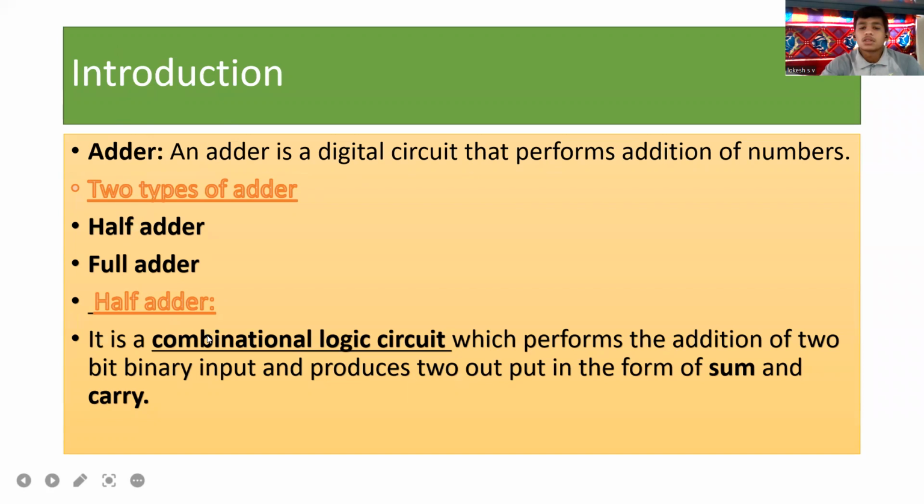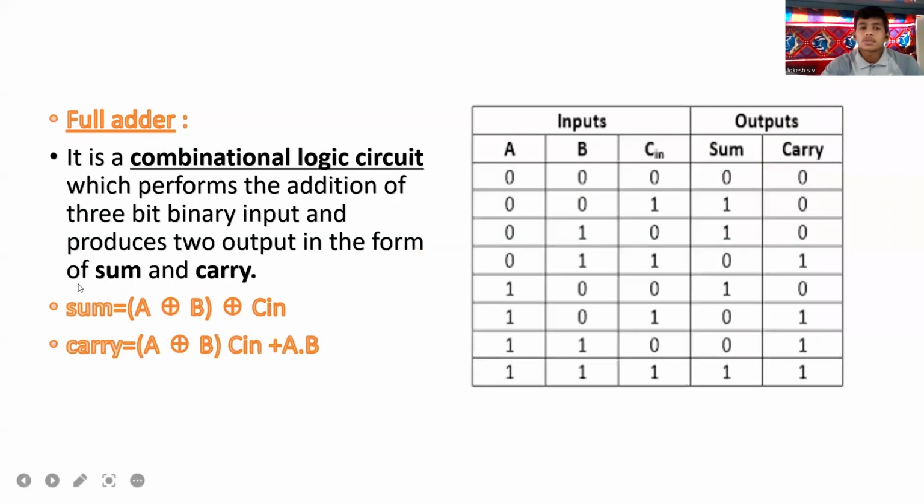Half adder is a combinational logic circuit which performs the addition of 2-bit binary input and produces two outputs in the form of sum and carry. Full adder is a combinational logic circuit which performs addition of 3-bit binary input and produces output in the form of sum and carry. Here, combinational logic circuit means the output is dependent on only the present inputs.